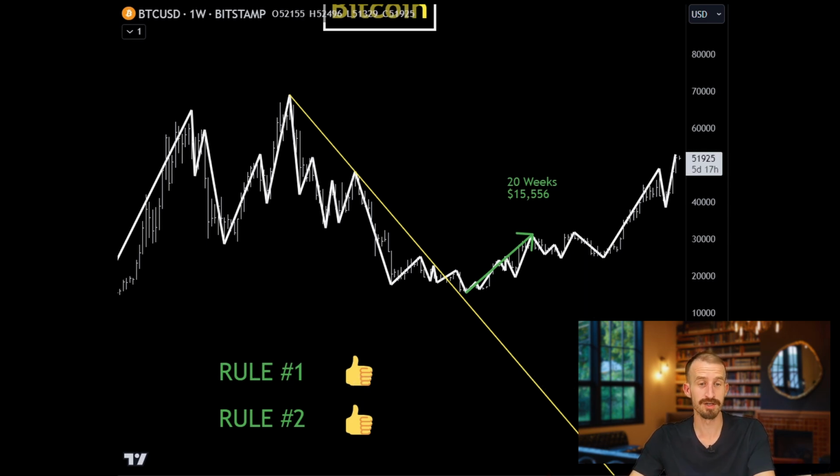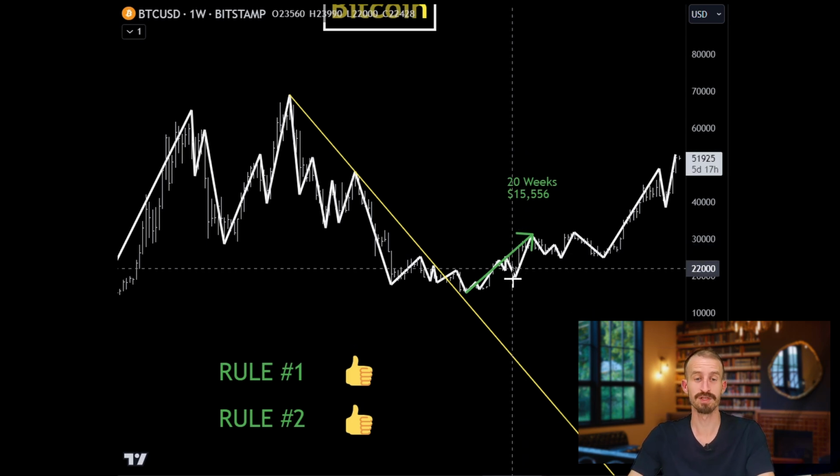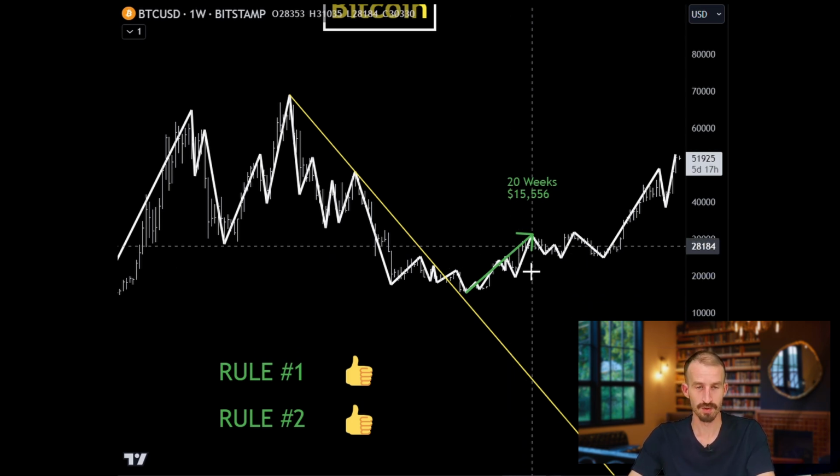So where does that happen on the chart? You can see the trend line has been broken, rule number 1. We have the overbalance in time and price, rule number 2. And now we're looking for a major swing top break because we're in a bull market. We're looking for a swing top break. So where does that come?